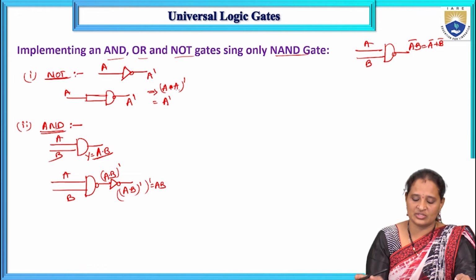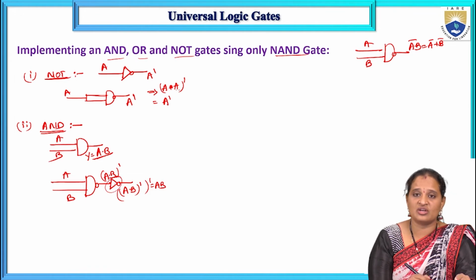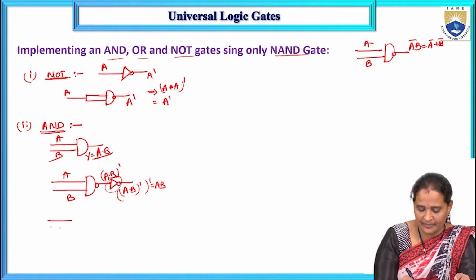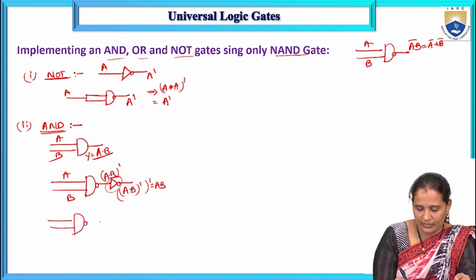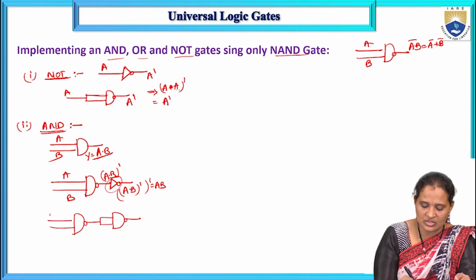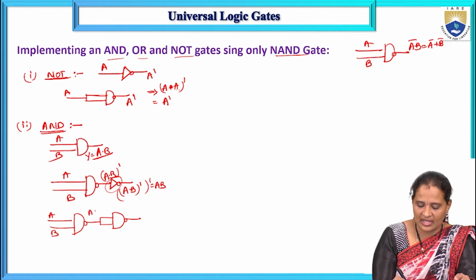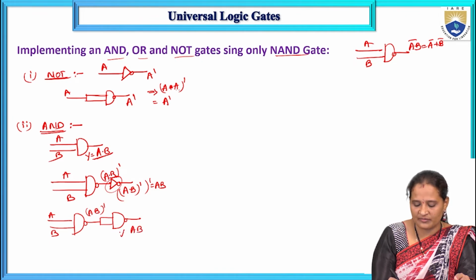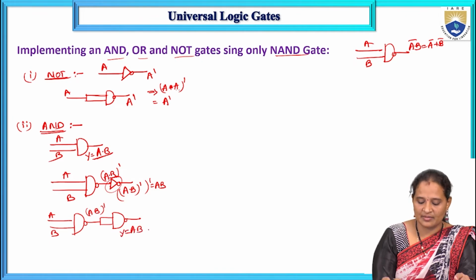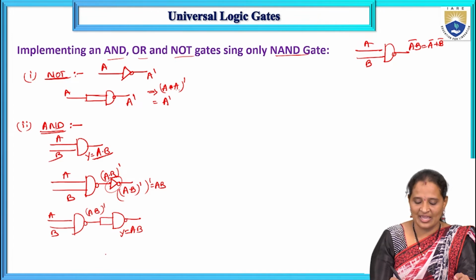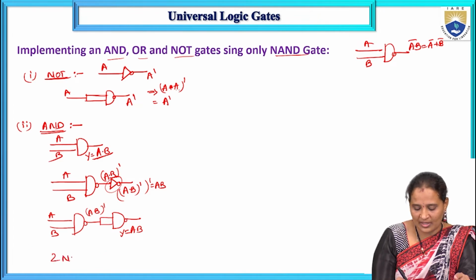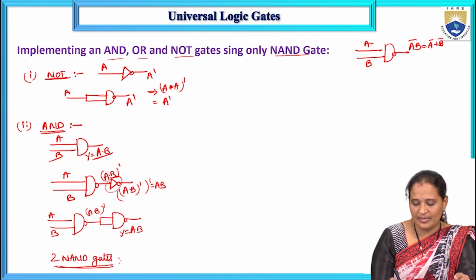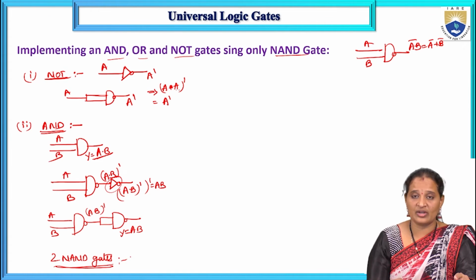No other type of logic gates are required. So I should replace this inverter with a NAND gate again. That is why I am using one more NAND gate where the two inputs are tied together. I am applying A dot B bar here, so I will get A dot B whole complement. It acts as an inverter. So finally the output of this inverter will be A dot B. That means for the implementation of an AND gate, I require two NAND gates. For implementing an AND gate using NAND gates, I require two NAND gates.